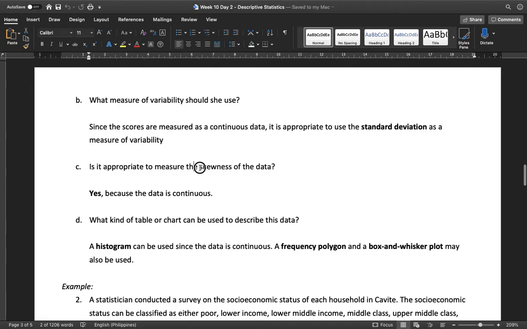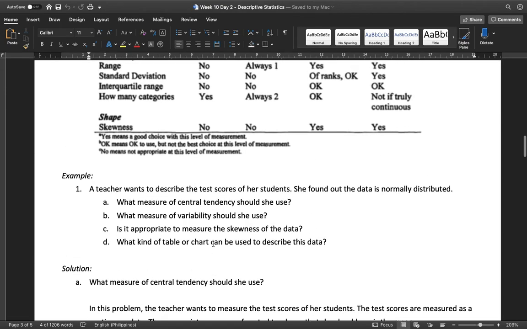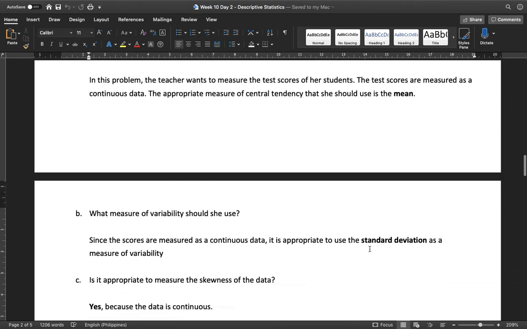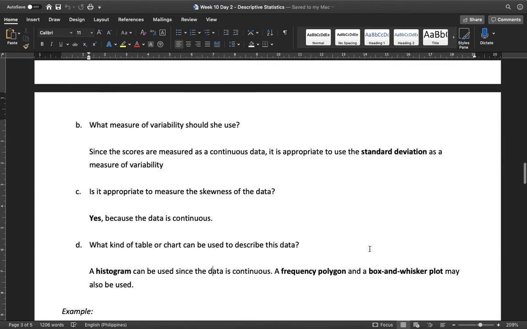Is it appropriate to measure the skewness? Yes, because the data is continuous. Ano yung pwedeng gamitin na table or chart to describe this? Balik tayo sa taas. Kapag continuous, pwedeng histogram, pwedeng frequency polygon, pwedeng box and whiskers plot. So, yun. It's just a matter of selecting lang eh. Ano ba yung dapat nyong i-select na test, na interpretation na dapat yung gamitin in a particular data. And search nyo na kung paano siya i-graph, paano siya isusulat. Yun. Ang importante, alam nyo na yung dapat gamitin.